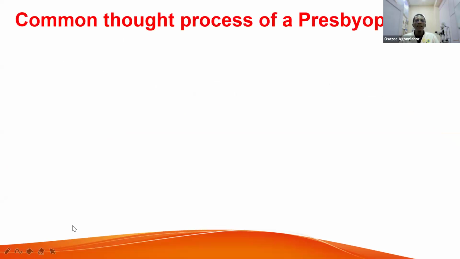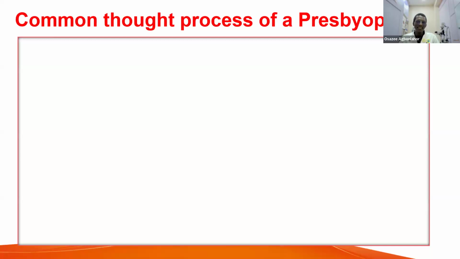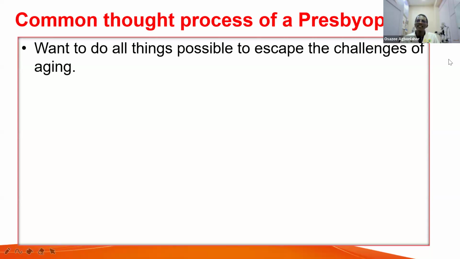So, common thoughts. What is the thinking of a typical presbyope? There are quite a number of them. One of them would be that they want to try to dodge or try to escape aging. In fact, sometimes when I tell patients that they need glasses, they're like, why now? I said, you should even be thanking God that they are growing old, because presbyopia is not a disease in itself, but an age-related condition.